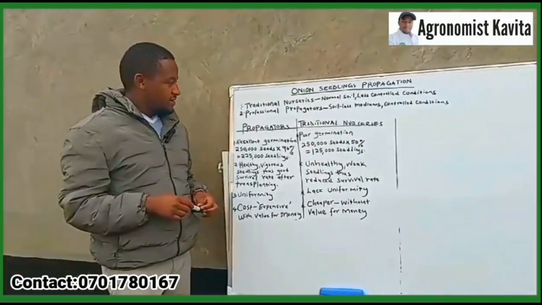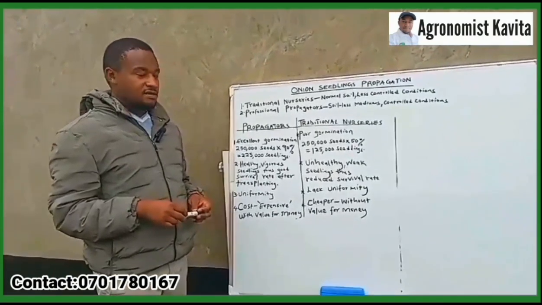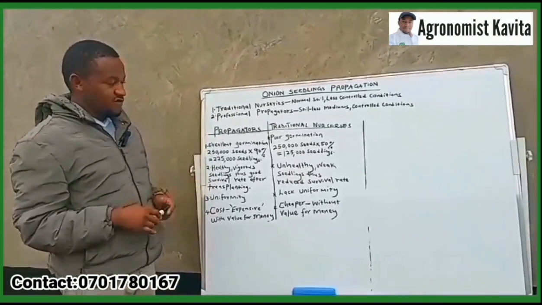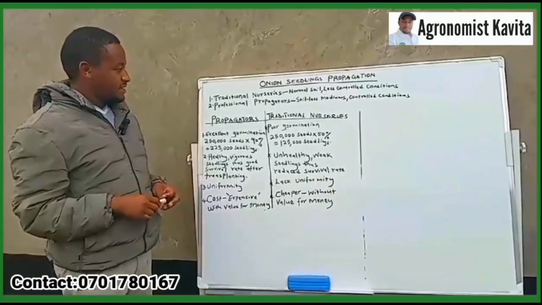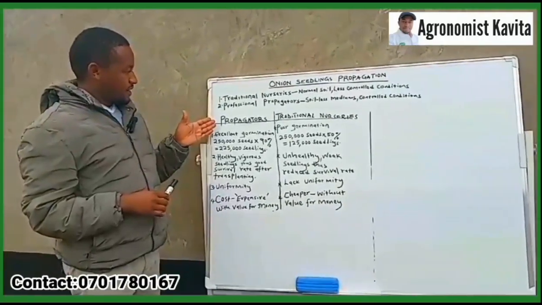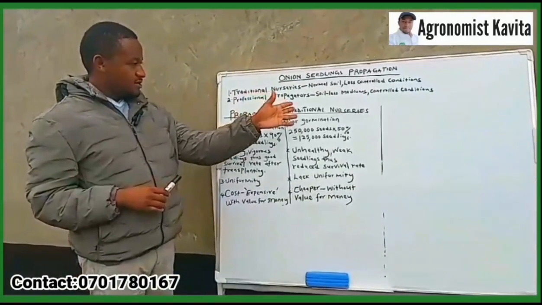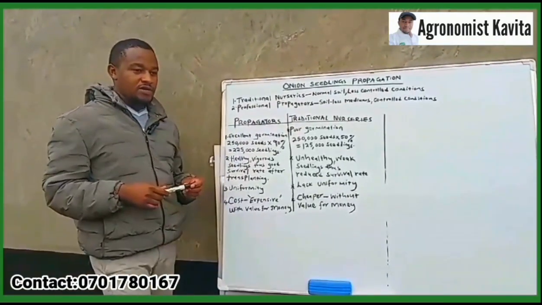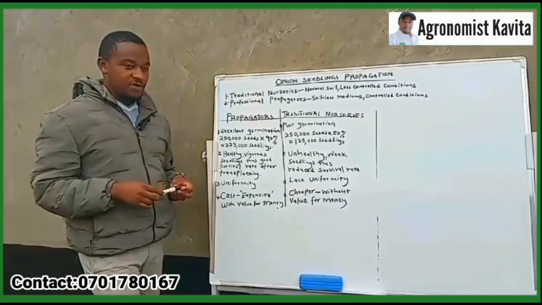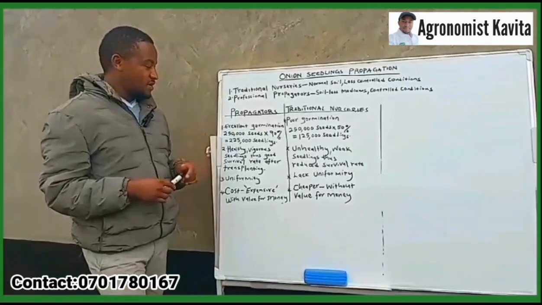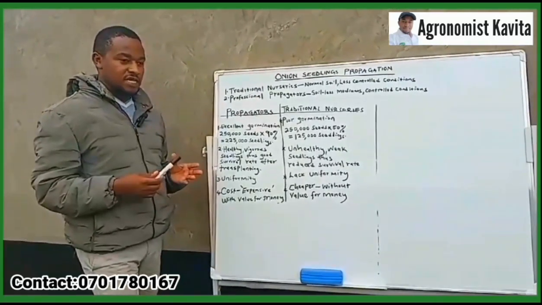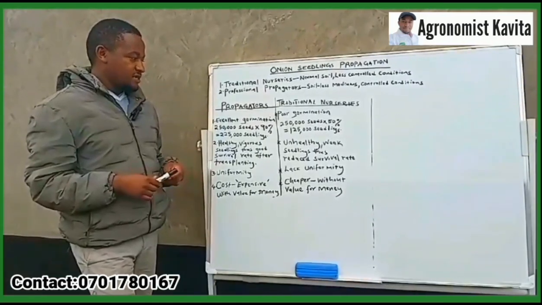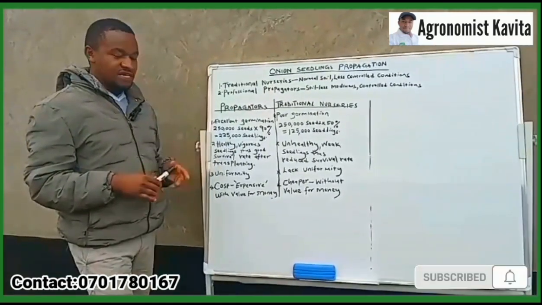So let's compare the two methods, because I want to help farmers make informed decisions: the propagators' way or the traditional nurseries' way. One thing you need to think about when you are coming up with your seedlings is germination, and basically it's about the germination percentage.